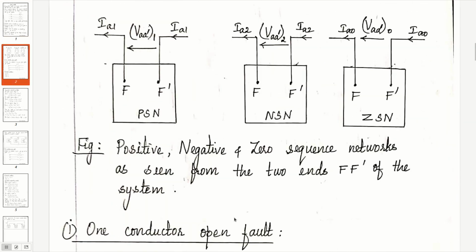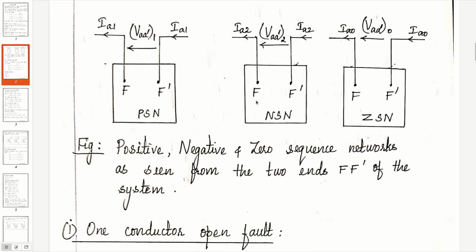So by considering F and F dash as either sides of the fault, we can draw the positive, negative and zero sequence networks of the power system as shown in this figure. This is the positive sequence network of the power system, which is represented as a box, and we have taken two terminals F and F dash, which are the two ends of the fault. IA1 is the positive sequence component, and VAA dash 1 is the voltage between the fault terminals F and F dash.